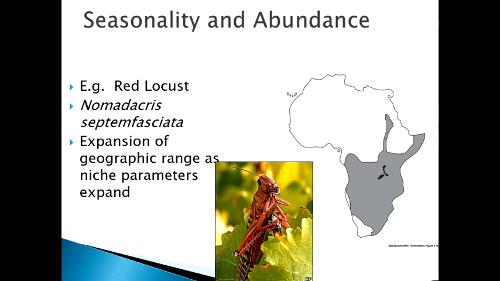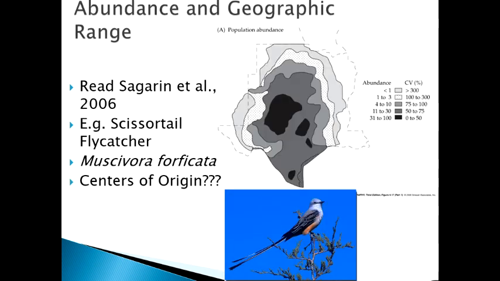There can be a seasonality effect. And here's one of the locust species that is really terrorizing Africa and the Middle East right now. Their normal range is very small, but again, if conditions are exactly right, you can have a tremendous expansion of geographic range of hundreds or thousands of square kilometers.